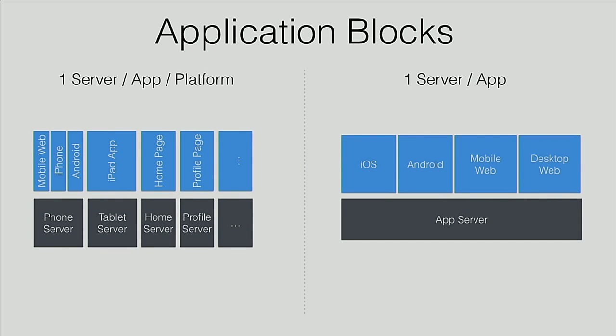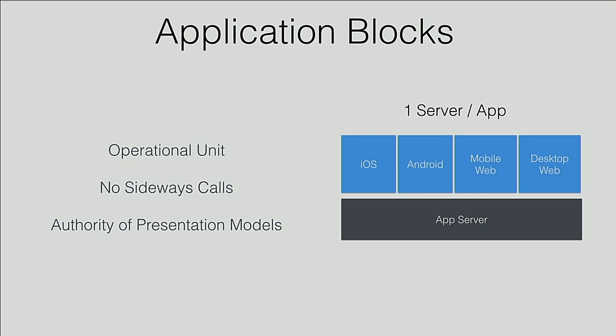Here's what our architecture looks like on the left right now. We have a phone server, a tablet server, a home, which is our homepage server, a profile server, and a bunch of different clients. And we are trying to move to the model on the right. We call those things application blocks. We're modeling this very similar to how I talked about superblocks. So instead of just back-end domain-based blocks that are operationally central, these application blocks are one-to-one equivalent to applications in the multi-app strategy. That's across platforms. They're a single operational unit. There are no sideways calls, which means one front-end server should not be calling another front-end server. And they're the authority of presentation models, which are the models that are used to represent the UIs.